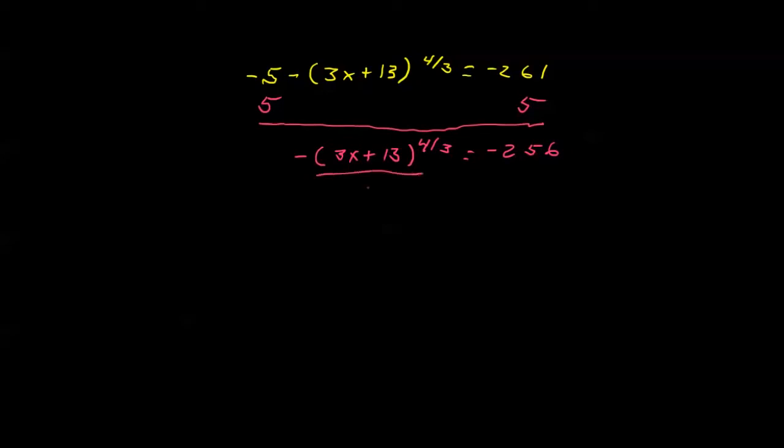Divide by negative 1, divide by negative 1, and we have 3x plus 13 raised to the 4/3 power equals 256. Then we want to take and raise this to the 3/4 power.